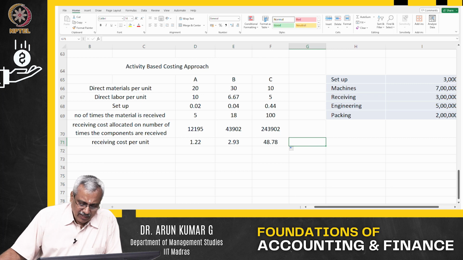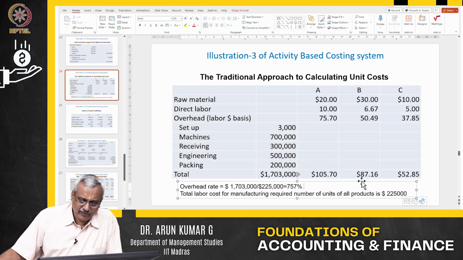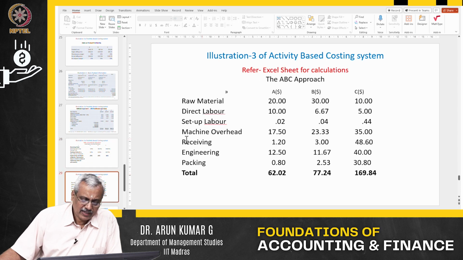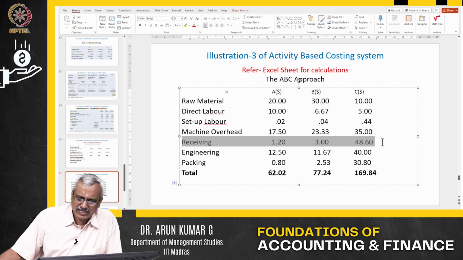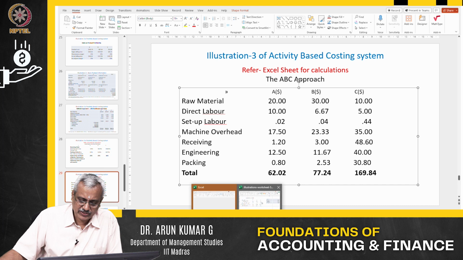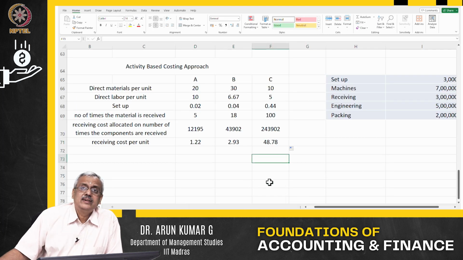Let us keep it. Now can I look at the PPT slide, whether I have the calculations there? Yes, I have all the calculations. There will be some decimal differences, so don't worry about them as we go along. This PPT can also be used as a reference for you. Now I have finished setup, I have finished receiving. Now let us look at machines.